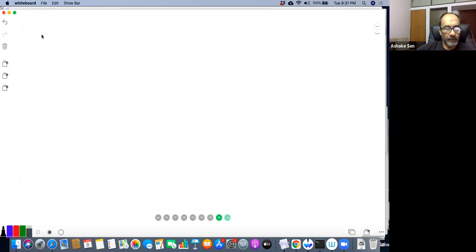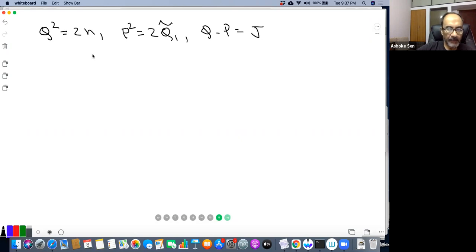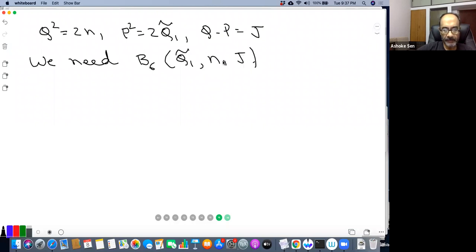Okay, so since we have these relations, q square is 2n, p square is 2q1 tilde, and q dot p equal to j, what we want is to compute b6 as a function of q1 tilde, n and j, because these are the p square, q square, and q dot p values.